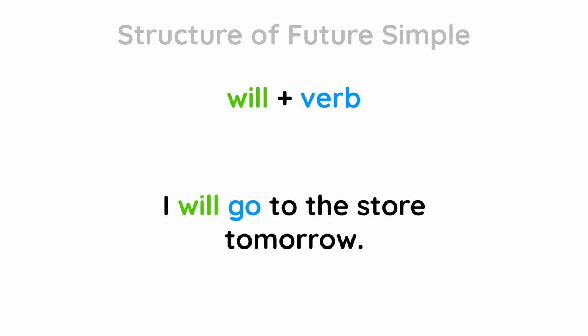First, let's take a look at the structure of future simple. It consists of two parts, an auxiliary verb "will" and the base verb. For example, "I will go to the store tomorrow." In this sentence, "will" is the auxiliary verb and "go" is the base verb.